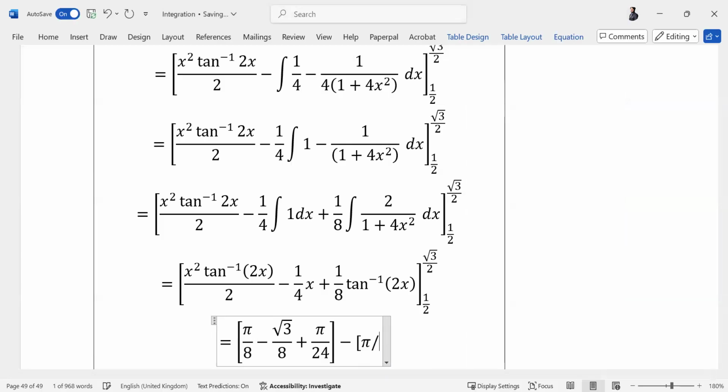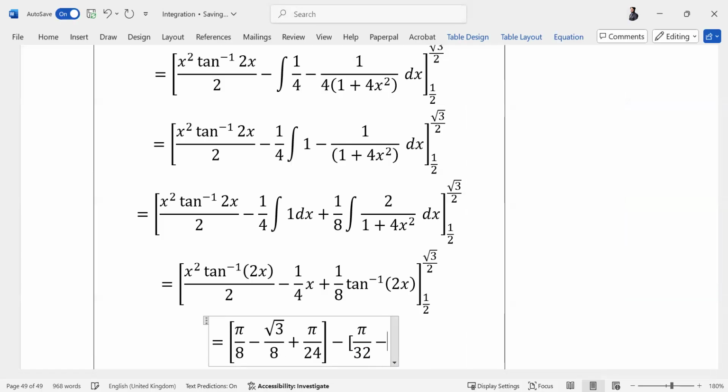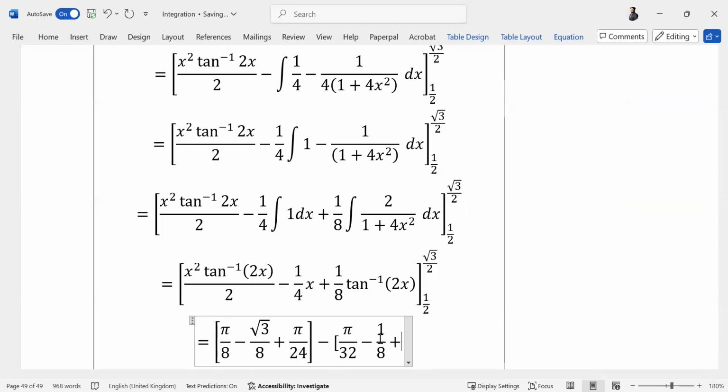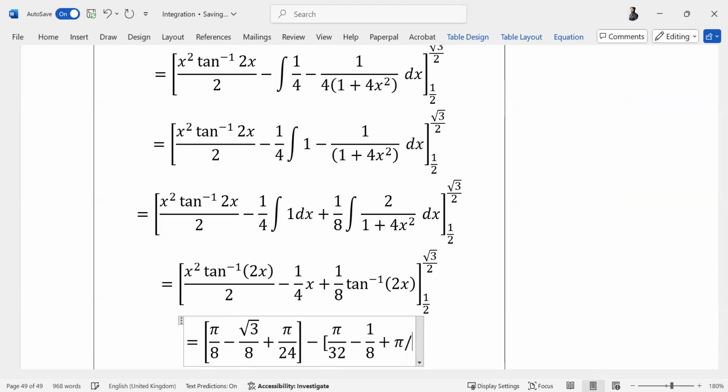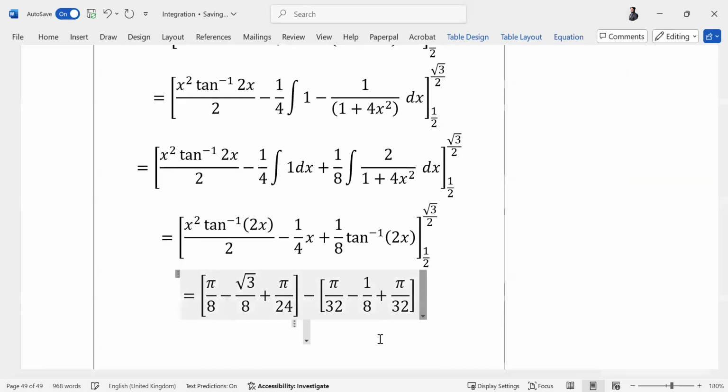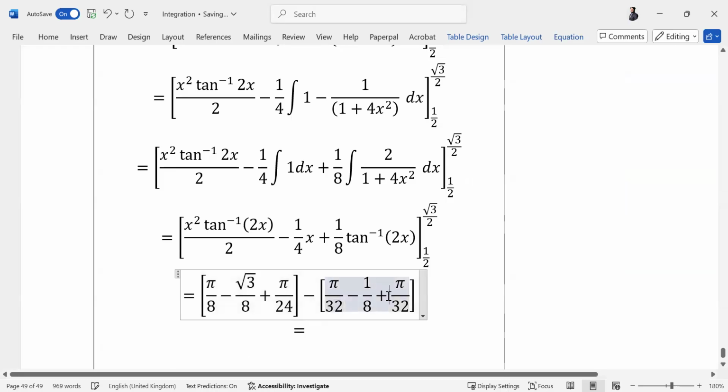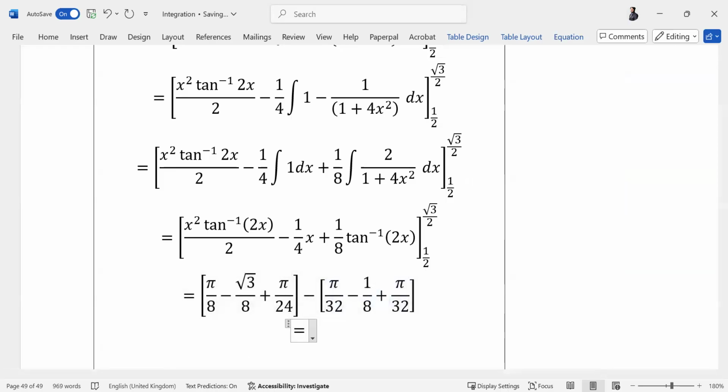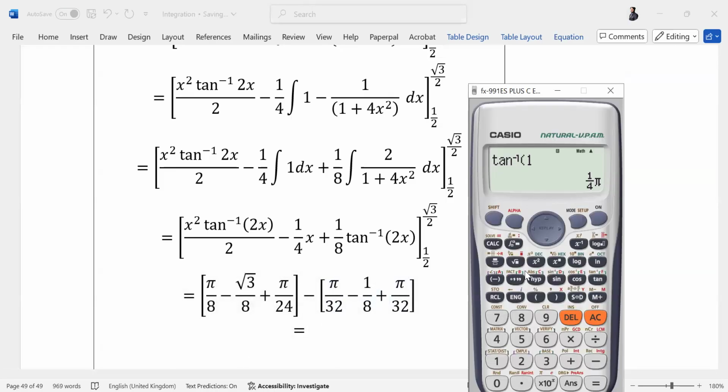So pi/32 minus 1/8 plus pi/32, pi/4. And so now simplify, this cancelled. Simple, pi/8 plus, no, it doesn't cancel, it became plus.